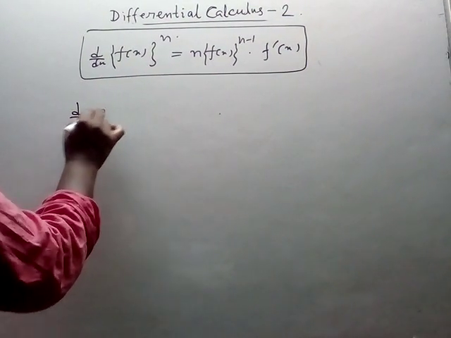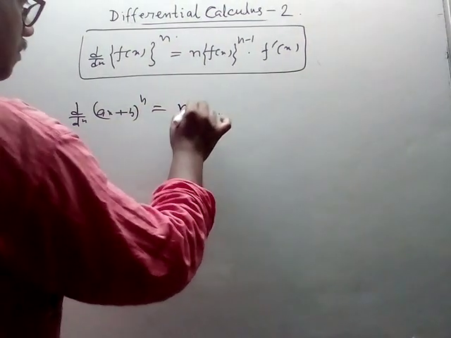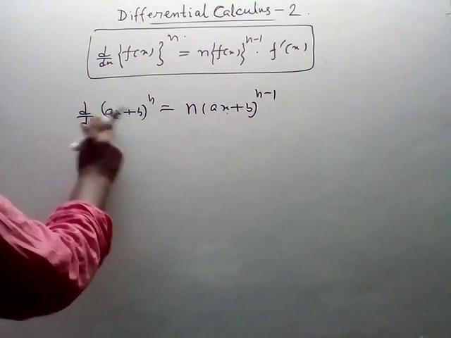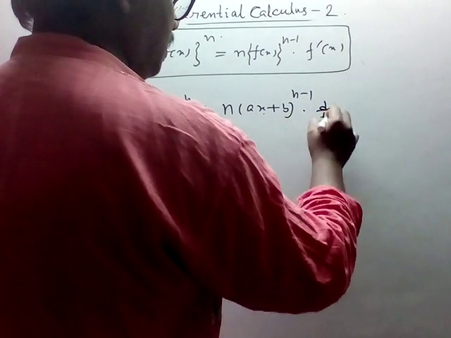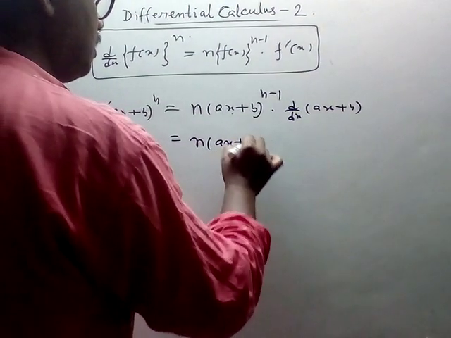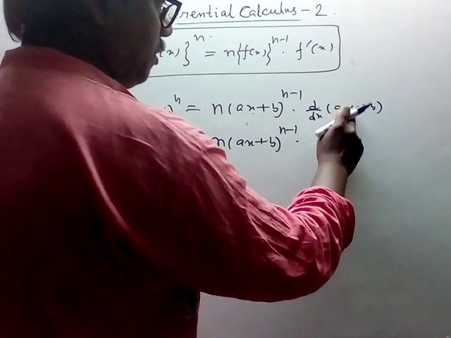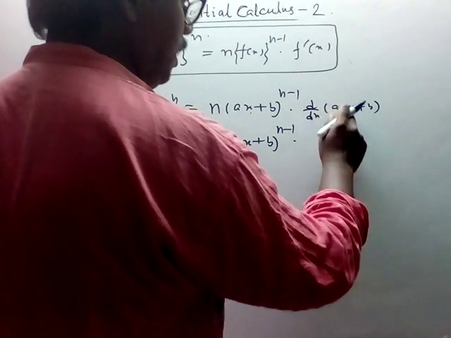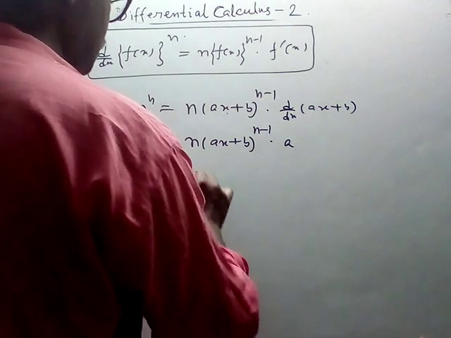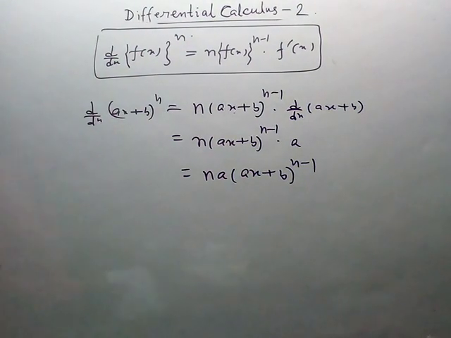So d/dx of (ax plus b) whole power n is equal to n (ax plus b) whole power n minus 1 into the derivative of ax plus b. d/dx of ax plus b means a into the derivative of x, once, a into 1, that is a, and the derivative of b is 0. So this equals n (ax plus b) whole power n minus 1, into a.